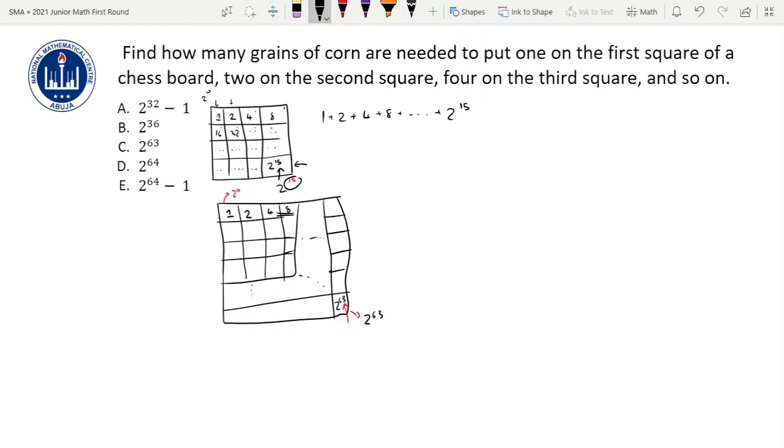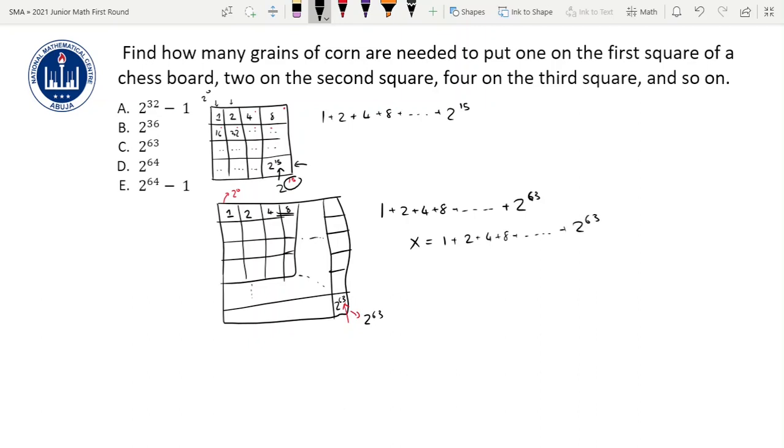Since we're asked to find how many grains of corn are needed to be able to do this, the number we're asked to find in this question will be 1 plus 2 plus 4 plus 8 up to 2 raised to the power 63. So basically, the question is asking us to evaluate this sum, 1 plus 2 plus 4 plus 8, all the way to 2 raised to the power 63. So let me write this as x equals 1 plus 2 plus 4 plus 8. Now we're looking for what x is.